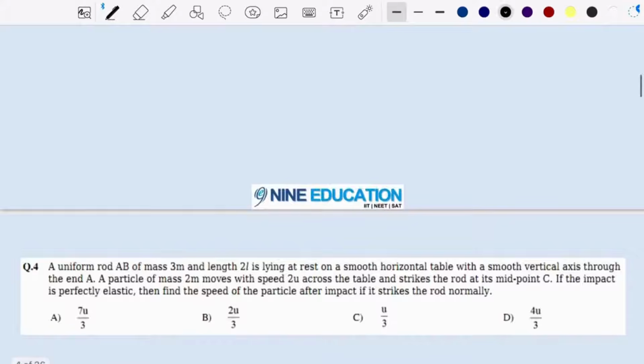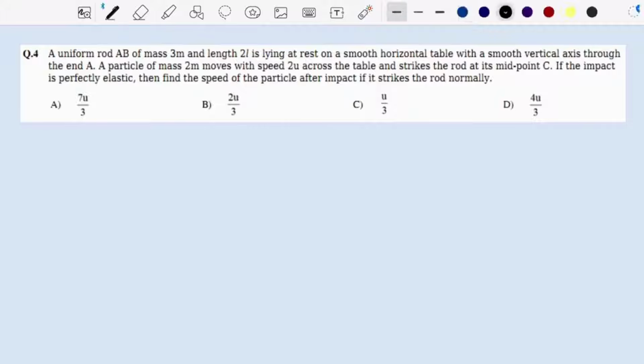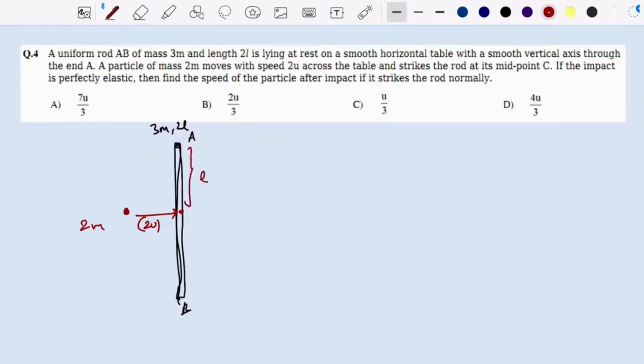Alright, moving on. A uniform rod of mass 3m and length 2l is placed here. Just assume the rod is like this, 3m and 2l. This is AB. Another mass of 2m is going to come and hit it exactly at the midpoint with speed 2u, and this length is going to be L. After collision I'm going to take this body to go back with v, and the rod rotating with omega.